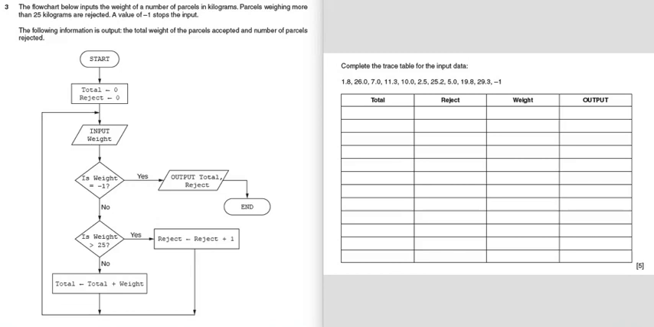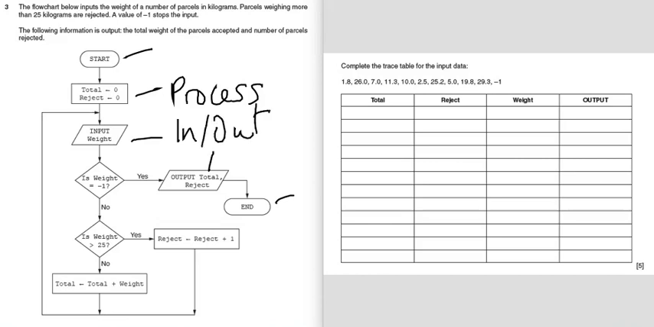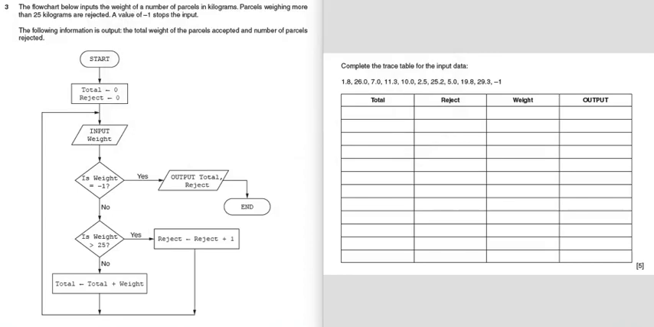So if we remember our flowcharts, we have got our terminators here and here. Anything in a rectangle is a process. Anything in a parallelogram is an input or an output, so we've got those two there. And anything in a diamond shape is a question. So let's have a look at this, and we have got our inputs over here.